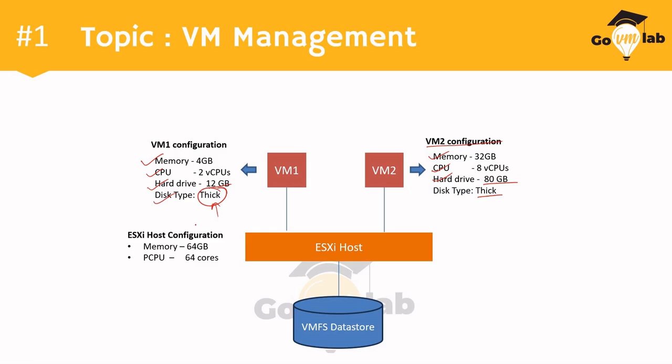That's pretty much our virtual machine 1 and virtual machine 2 configuration, running on this ESXi host. Now let's look at our ESXi host level configuration. This ESXi host has 64 GB of memory and 64 cores, the pCPU and memory configured on that host. Now let's look at the underlying VMFS data store. What is its total capacity? The total capacity of this VMFS data store is 100 GB, and as of now we have 100 GB free space available.